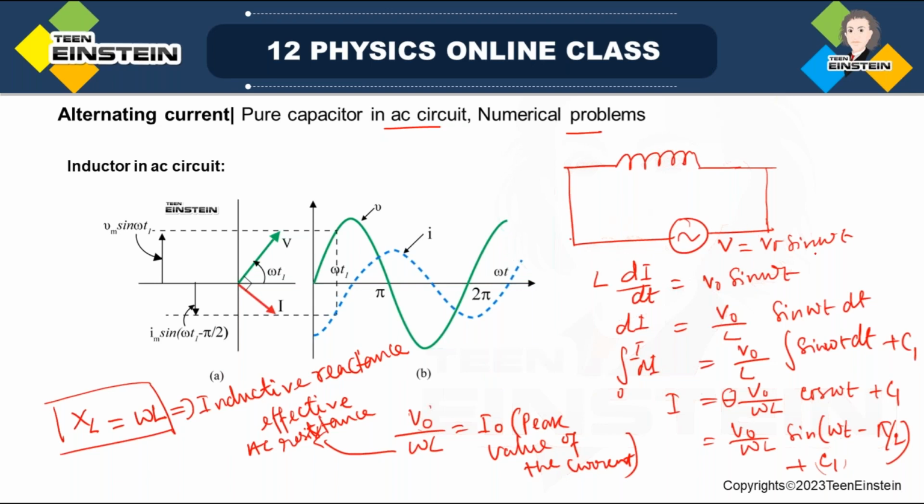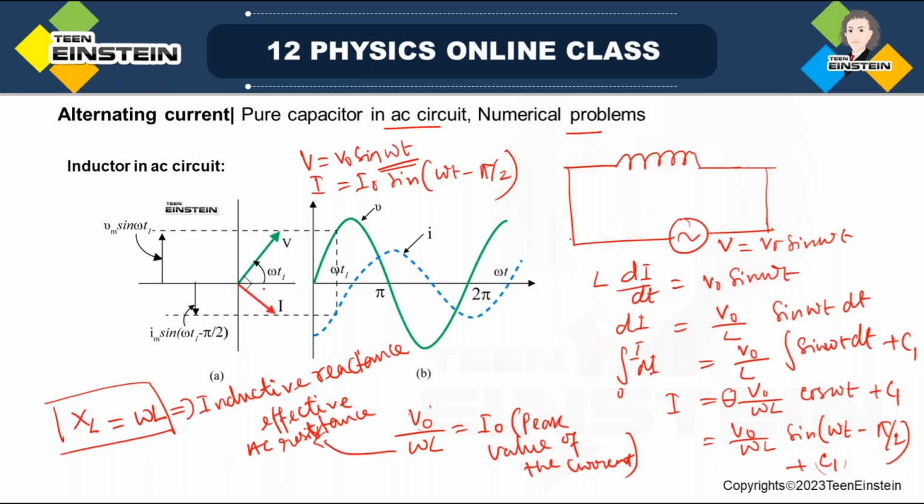Now see, when you have V equal to V0 sin omega t, this is the source voltage which is sent in the circuit, and the current we get is I equal to I0 sin(omega t minus pi by 2). That means just by looking at the equations of this current and voltage, you can see that the current is lagging behind the source voltage by 90 degrees or pi by 2 radians.